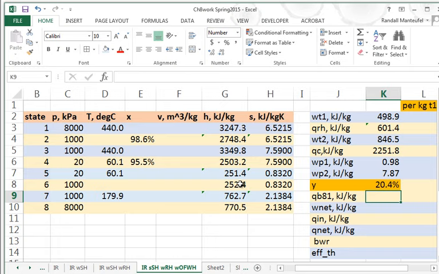Okay, 8 to 1, which is the first pass through the boiler, that's going to be H1 minus H8, true? And now the work net, this I'm going to leave blank right here, because what I need to do is put everything on the same per kilogram basis. Put everything on a kilogram that goes through the first turbine stage. Let me click back to journal to show this.